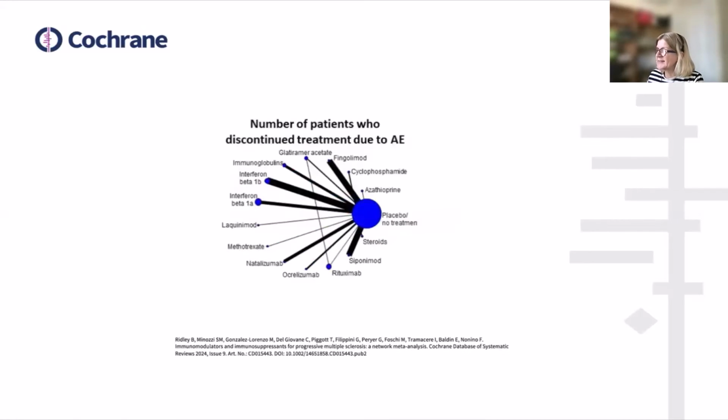Here's another example of testing for inconsistency both locally and globally. This network plot is from a review of immunomodulators and immunosuppressants for progressive multiple sclerosis. This plot shows various different treatments that have been tested in different trials, and the outcome is the number of patients who discontinued treatment due to adverse effects, AE. As you can see, there is only one closed loop in this network, the comparisons between glatiramer acetate, rituximab, and placebo.